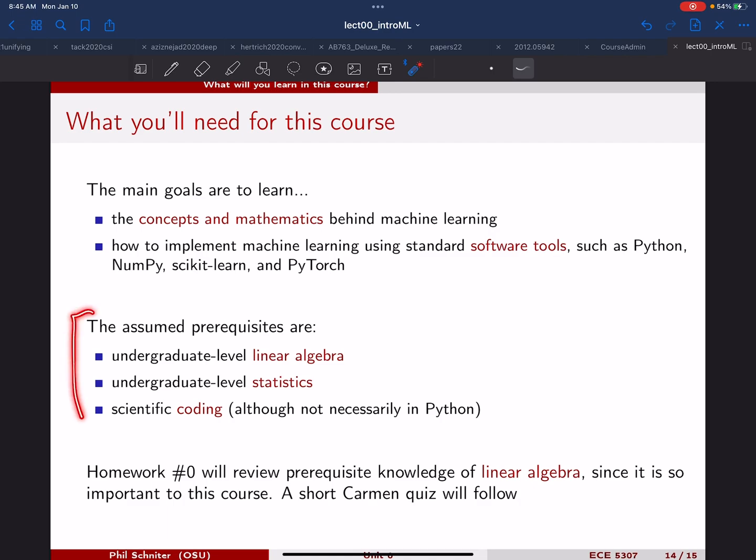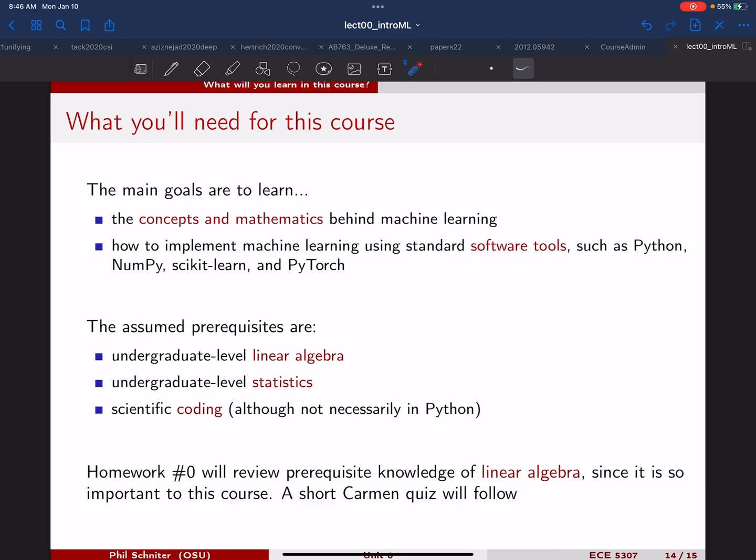Okay, so what are the prerequisites again? Undergraduate level linear algebra, undergraduate level statistics, and scientific coding. The linear algebra part is super important. It's going to come up over and over and over again. And the trouble is, a lot of the notes and concepts are going to be presented in terms of vectors and matrices. And if these vector matrix expressions look unintelligible to you, then you can't understand the machine learning behind them, right? So this is super important.